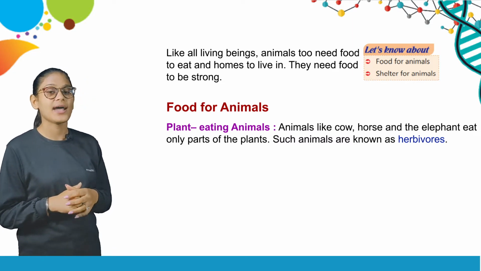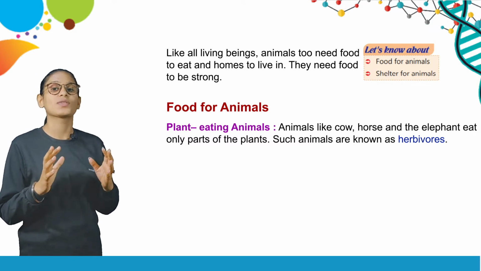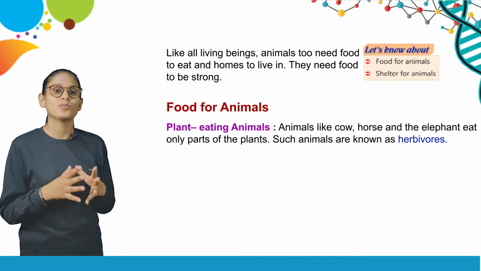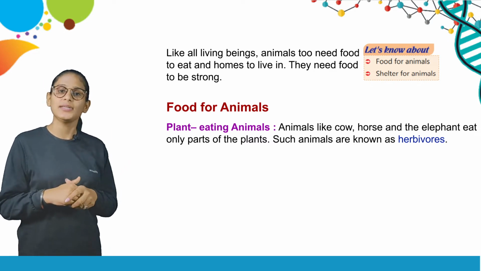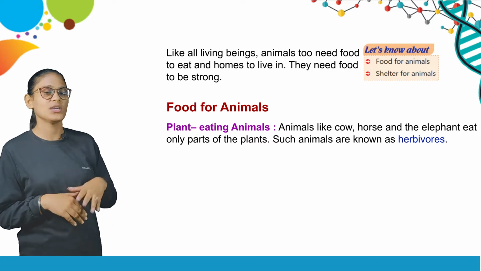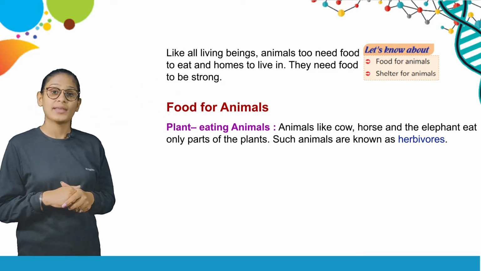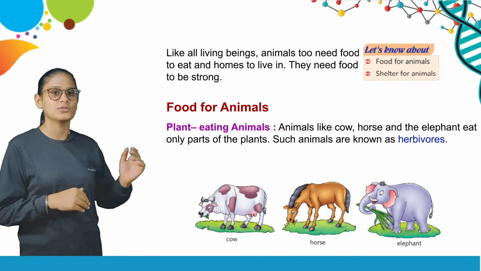Such animals are known as herbivores. Okay students, so that means animals that eat only plants, or any part of a plant, what do we call them, children? Herbivores. Get it students? Now look at the picture. Here is cow, horse, elephant.